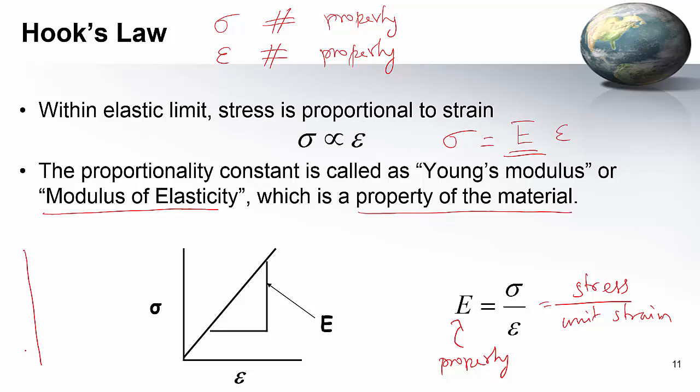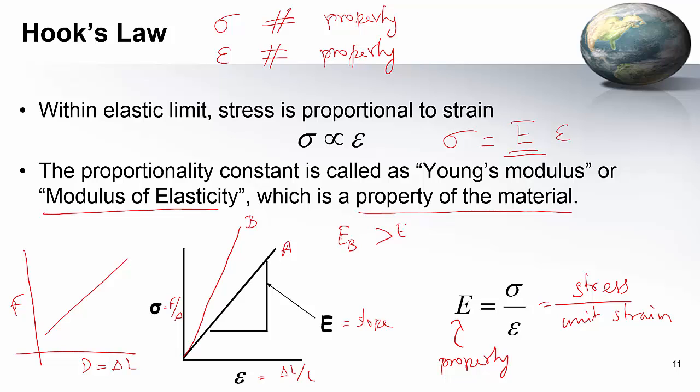A lot of the time your instrument gives an F-D curve, where F is the force and D is the deformation, or delta L. But stress is nothing but force per unit area, strain is nothing but delta L by L, and the slope is Young's modulus. So this might be material A, this might be material B, then Young's modulus of B is greater than the Young's modulus of A, and B is stronger than A.